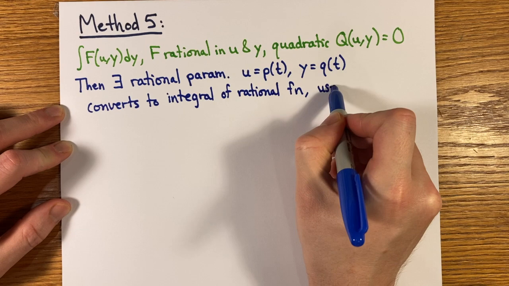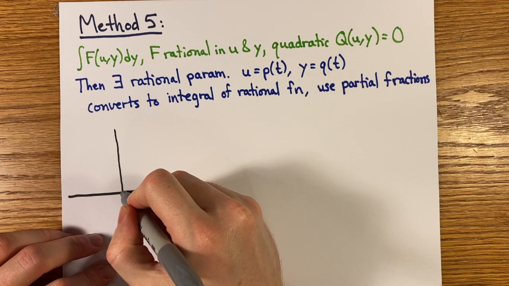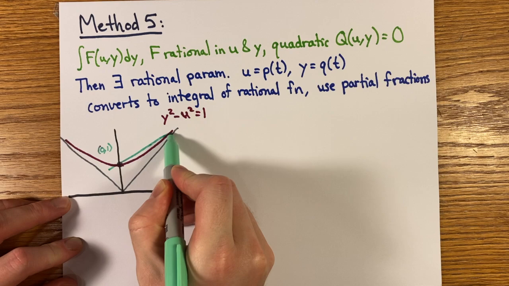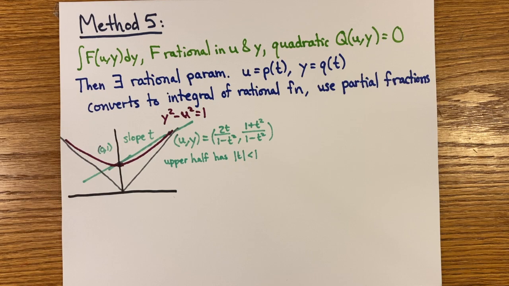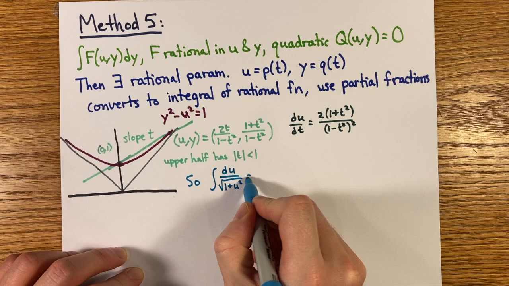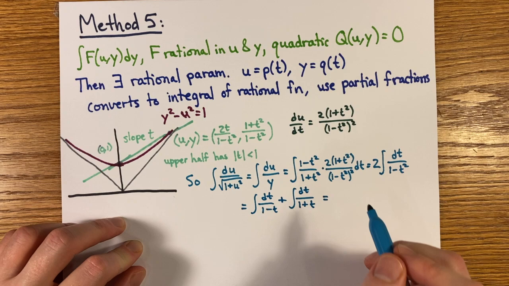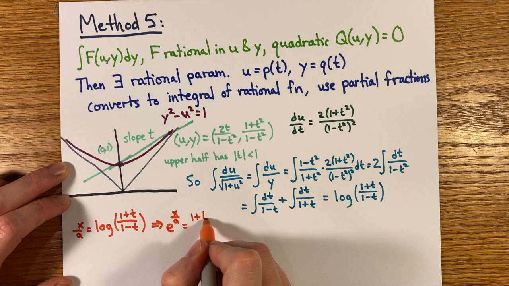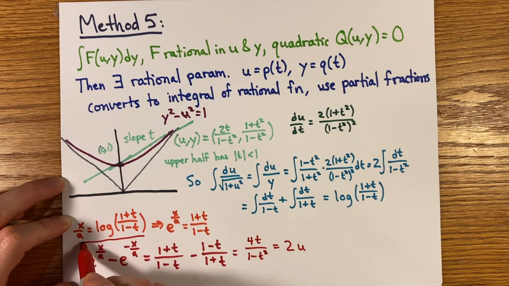In our case, we're interested in the conic y squared minus u squared equals 1, and projecting through (0, 1) with lines of slope t gives the parameterization (u, y) equals (2t over 1 minus t squared, 1 plus t squared over 1 minus t squared), with the absolute value of t less than 1 for the top half of the hyperbola. With some algebra and partial fractions, the integral comes to log of (1 plus t) over (1 minus t). And with more algebra, you can recover the exponential expression for u on the catenary. So those are 5 different methods.